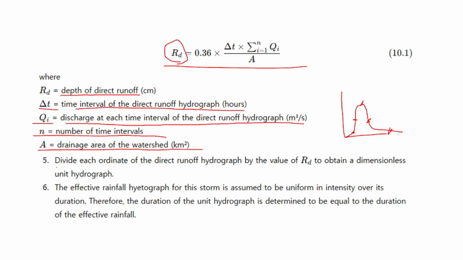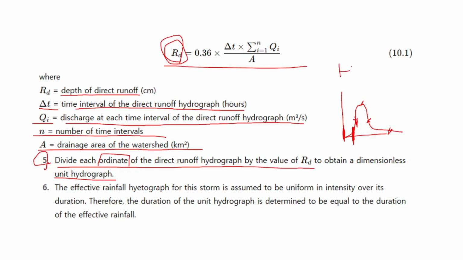So step number 5, divide each ordinate of the direct runoff hydrograph by the value of R_d to obtain a dimensionless unit hydrograph. So this happens after you get R_d. An ordinate is like a block of time interval, like a time interval from here to here and from here to here.